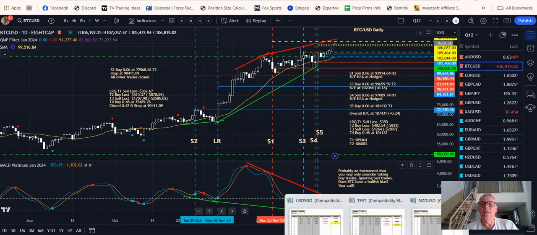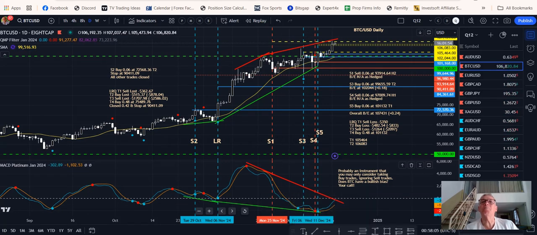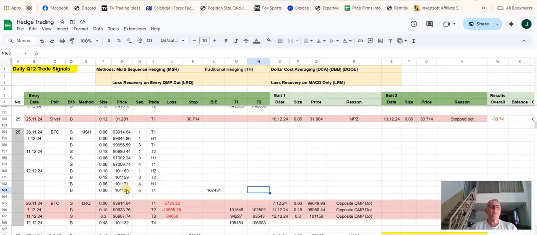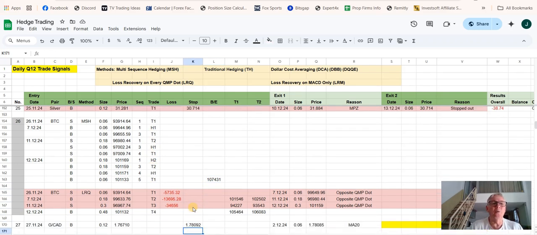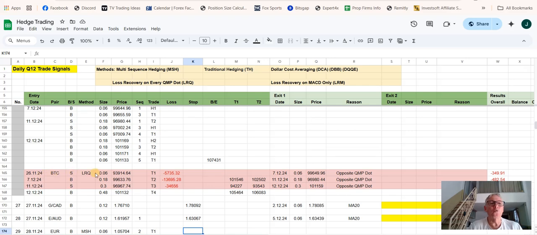Now let's have a look at the, what am I looking for? Word document. So there's all my multi-sequence hedging trades. There's my break-even. This is on BTC. There's all the dates, all the sequences, the trades. But more importantly, here's the loss recovery. So I took one trade, had a loss of $349.